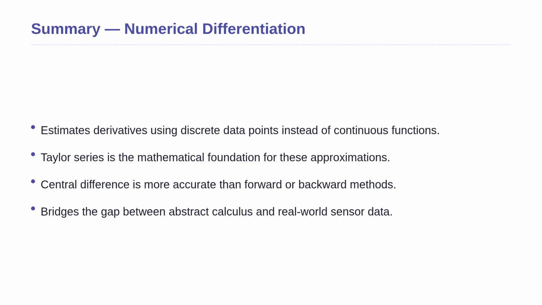Let us review the key takeaways from our lecture. First, numerical differentiation allows us to estimate the rate of change of a function using only a table of discrete data points, which is essential when continuous equations are unavailable. Second, we saw that the Taylor series is the mathematical foundation that allows us to build forward, backward, and central difference formulas. Third, we learned that the central difference method is generally the most accurate because it balances data from both sides of our point of interest.